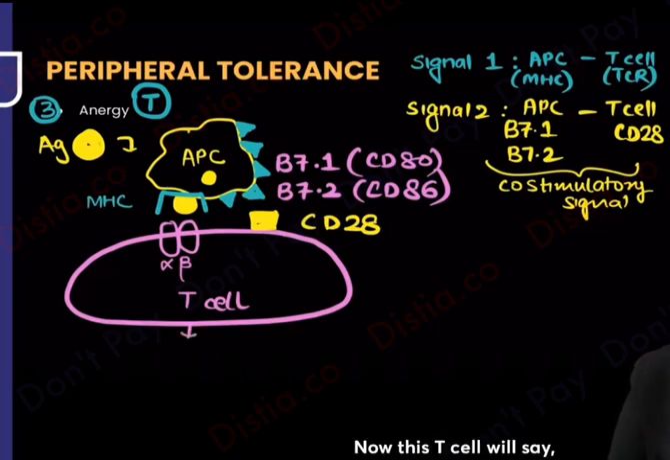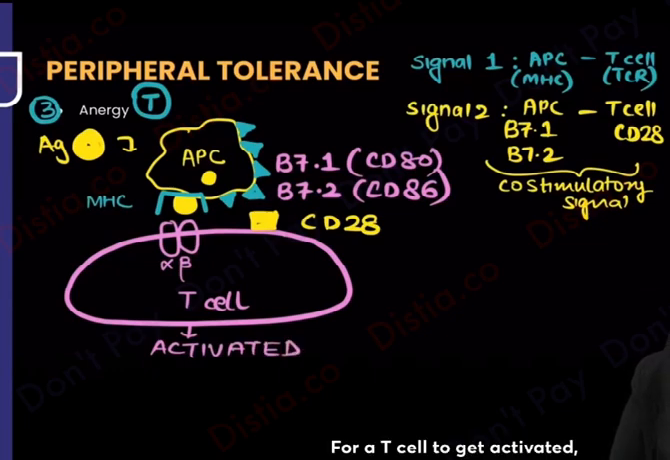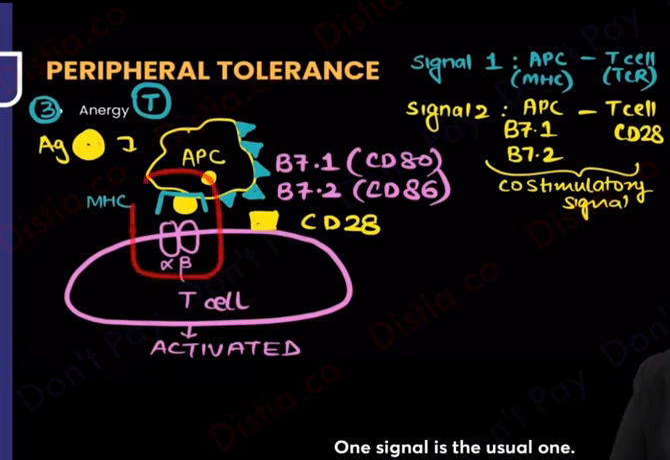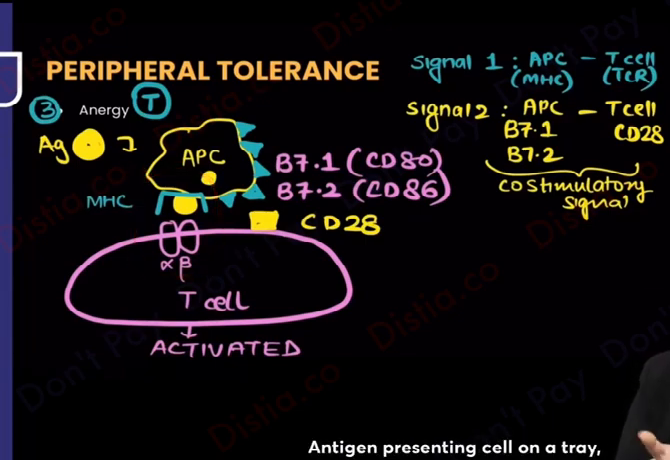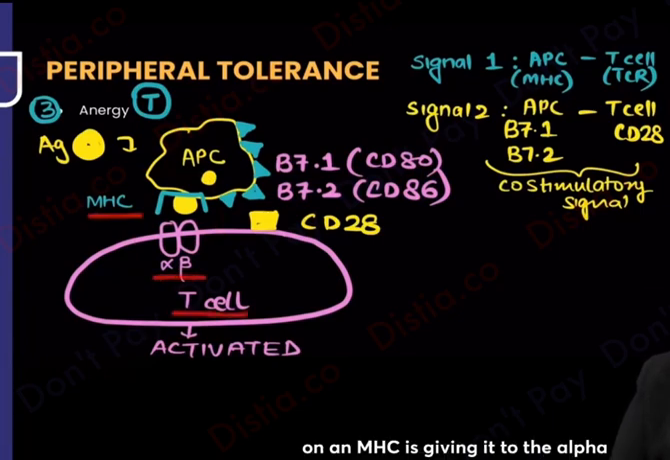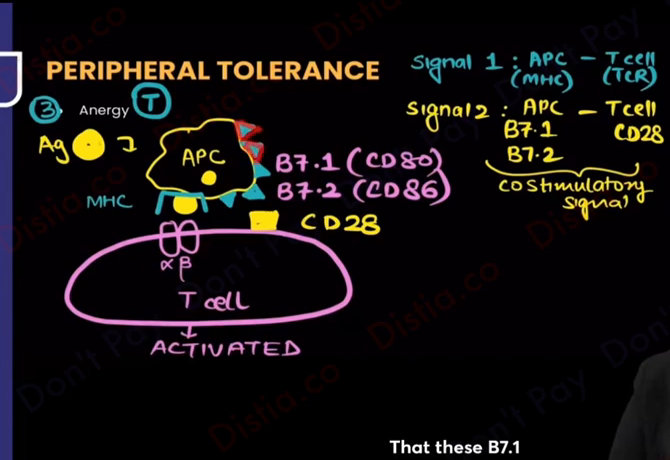Now this T cell will say, okay, let me get activated. So what did you analyze? For a T cell to get activated, do you need one signal or two signals? Two signals. One signal is the usual one: the antigen presenting cell presents the antigen on an MHC to the alpha beta of a T cell. This is the usual one. What is the second one I told you? That B71 and B72 become too many on the antigen presenting cell. They go and give a signal to something on the T cell called CD28.